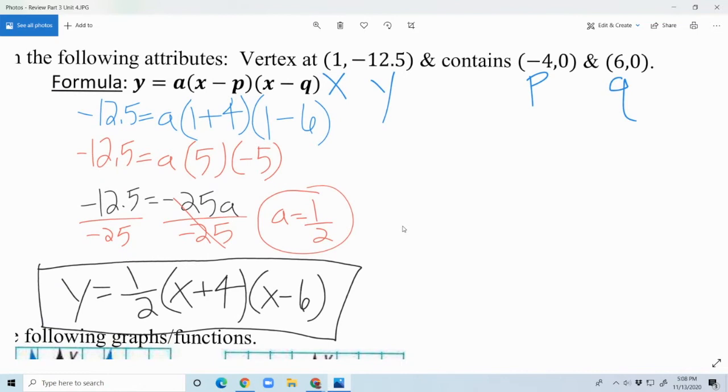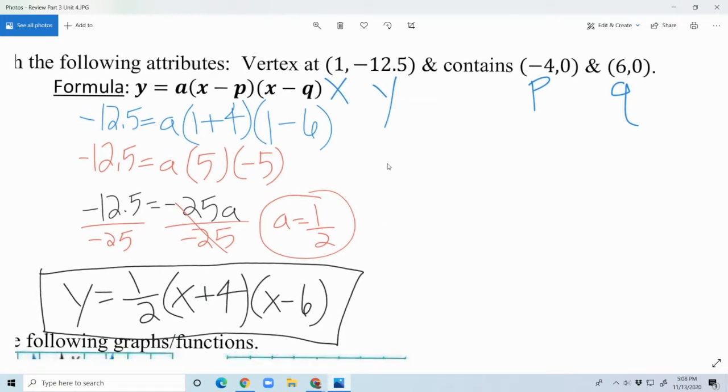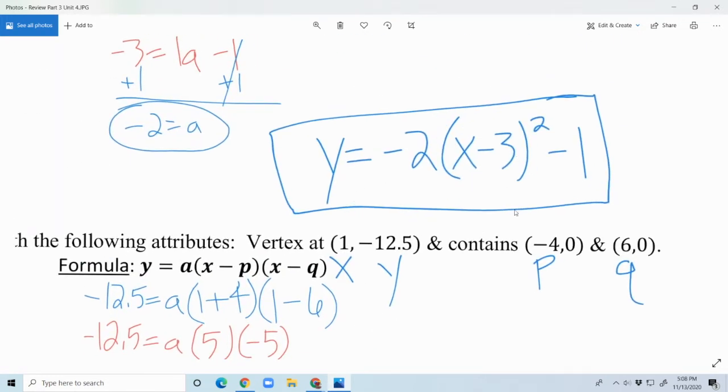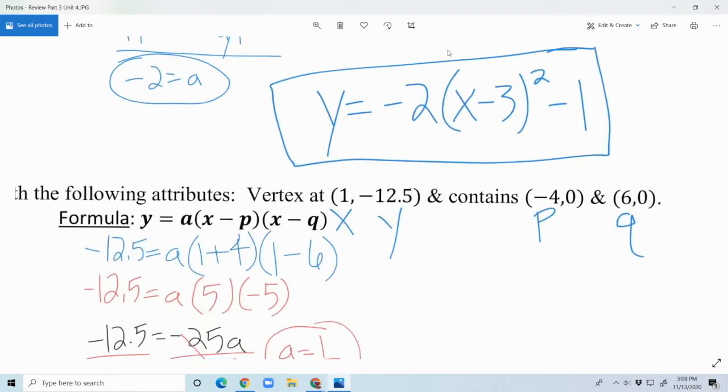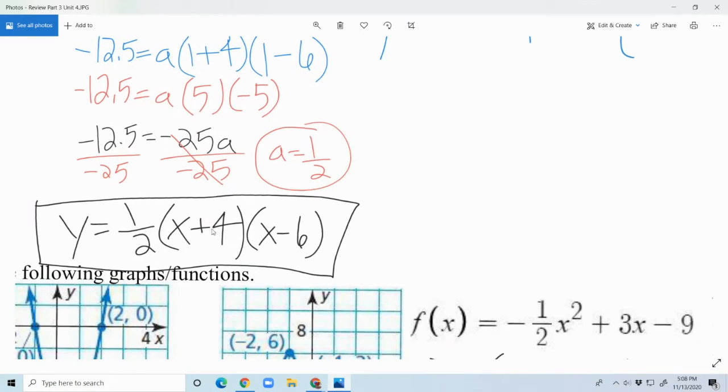So when you write your equation, you'll have a, p, and q behind. So y equals 1/2 times x plus 4 times x minus 6. In other words, you're leaving behind the plus 4 and the minus 6. Okay? You always have to have x and y in your equations, and then you have to have everything else plugged in. An a, h, and k in one form, and in this one you need to have an a, p, and q.